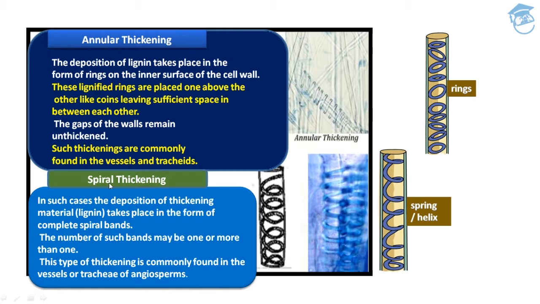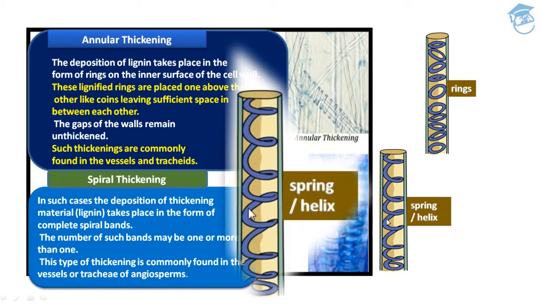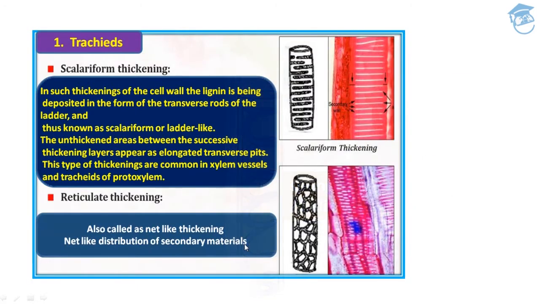Now comes spiral thickening. In such cases, the deposition of thickening material, that is lignin, takes place in the form of a complete spiral band. See, it is like a spring in which secondary thickenings are present in the form of a helix or coil, like a spring, and the number of such bands may be one or more than one, as you can see. And this type of thickening is commonly found in vessels or tracheids of angiosperms. Okay, now we'll talk about another thickening, and that is scalariform thickening of tracheids.